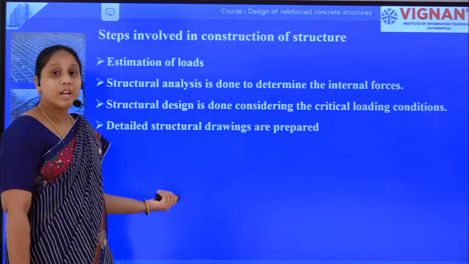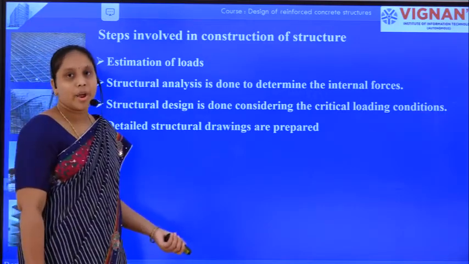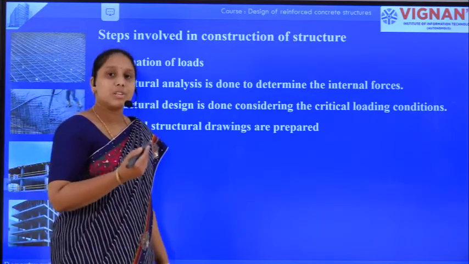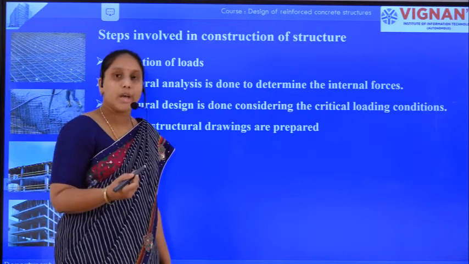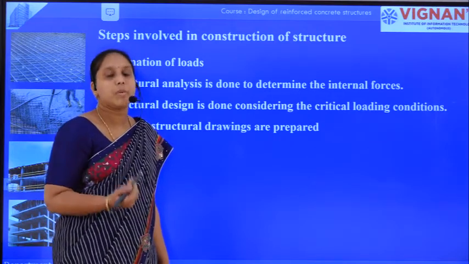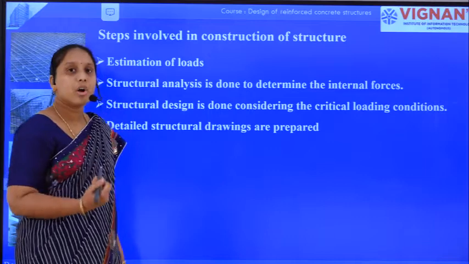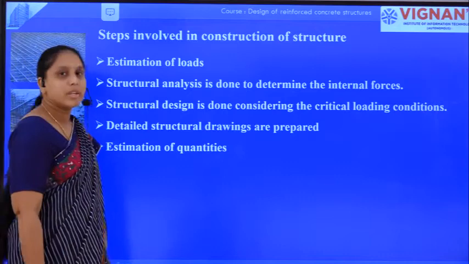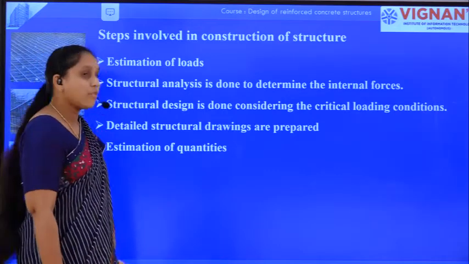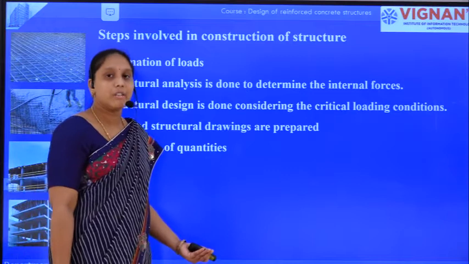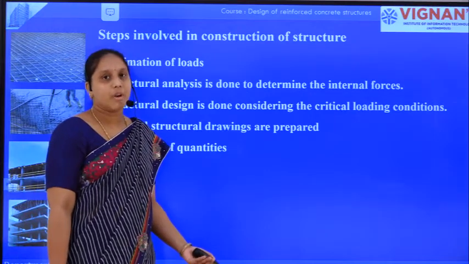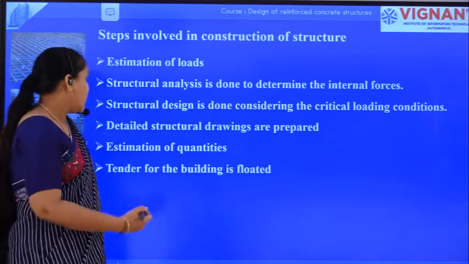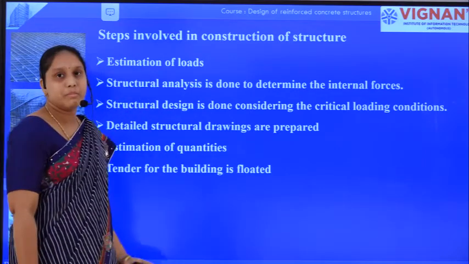And next we will go for the detailed structural drawings. Because here we are doing the structural design, in the structural design we'll get the drawings for each and every structural member. All those details are shown in the form of structural drawings. After the structural drawings are prepared, we'll go for the estimation of the quantities. We'll estimate the quantities which are required for the particular construction, and then we'll go for the tender for the building.